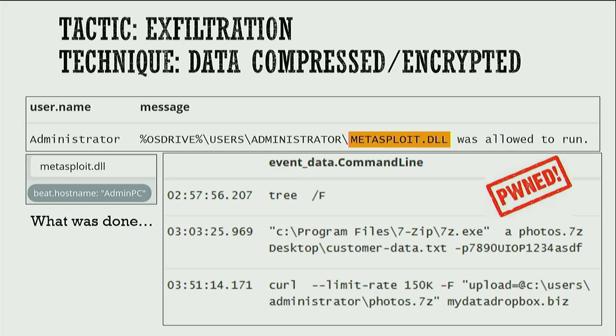But we could also just find it from the command line here, because curl is probably not something you'd expect. It's a little surprising that it was even installed in the first place because it's Windows. But it was there, and we see it uploading. But they were fairly sneaky about it. So without these things, you would have missed all of that.